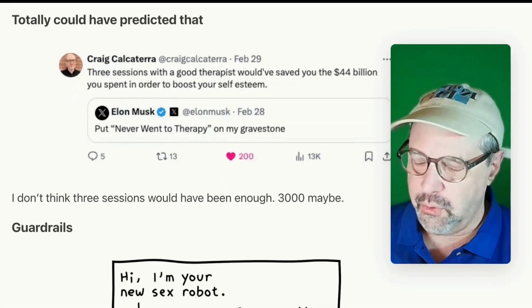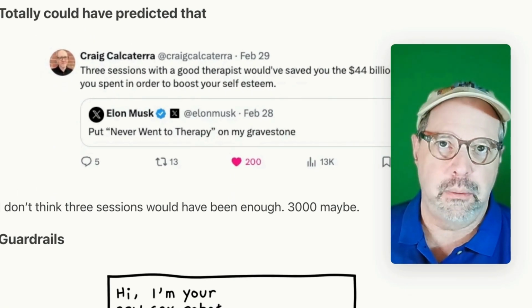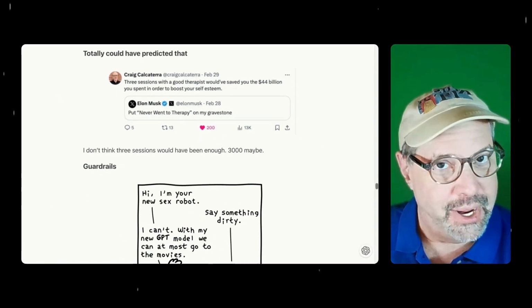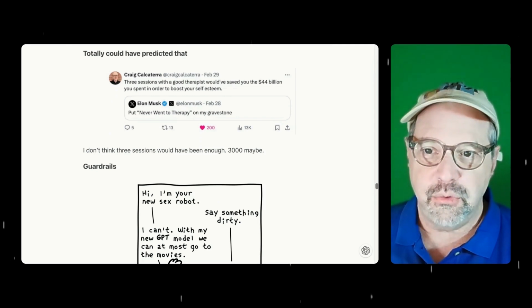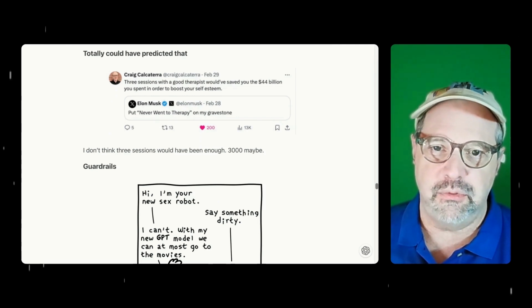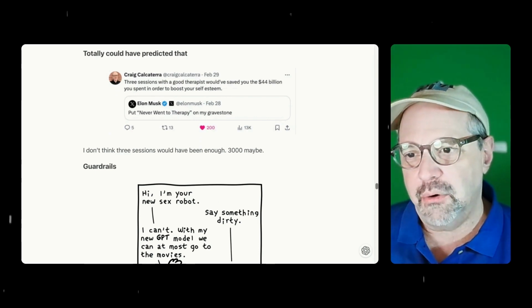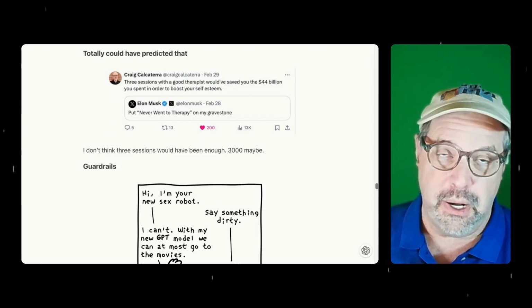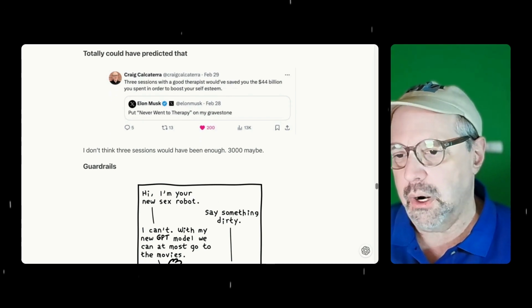Elon tweeted, of all things, put "never went to therapy" on my gravestone. And yeah, really? You're kidding, right? You know, Craig Calcaterra, one of the great baseball writers I follow, said 3 sessions with a good therapist would have saved you the $44 billion you spent in order to boost your self-esteem. My reaction is I don't think 3 sessions would have been enough. I think 3,000 maybe might have been a good start. I mean, this guy's issues have issues, but all right.